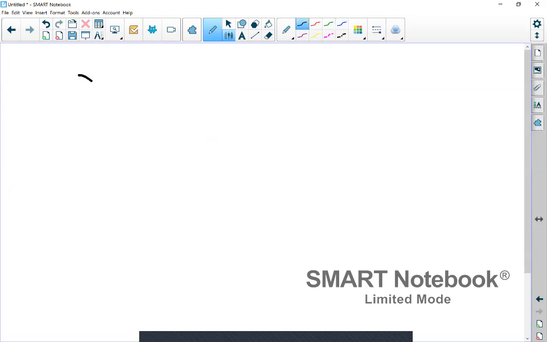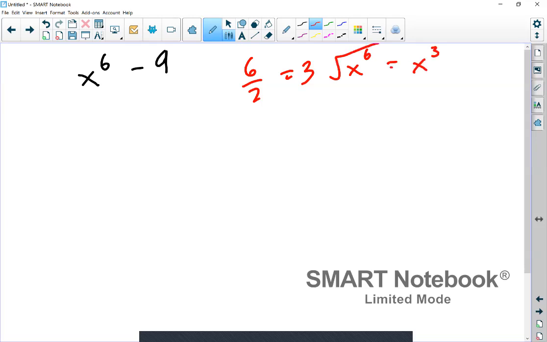Now we have x to the 6 minus 9. Do we have two terms? Yes. Are they being subtracted? Yes. Is the exponent even? Also yes. So what is 6 divided by 2? 3. So the square root of x to the 6 would be x to the 3rd. Is 9 a perfect square? Yes, the square root of 9 is 3. In this case, both the exponent and the coefficient end up being 3. That's just pure coincidence.